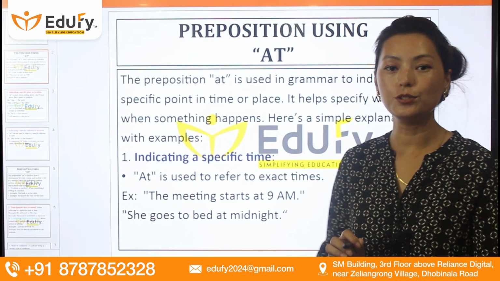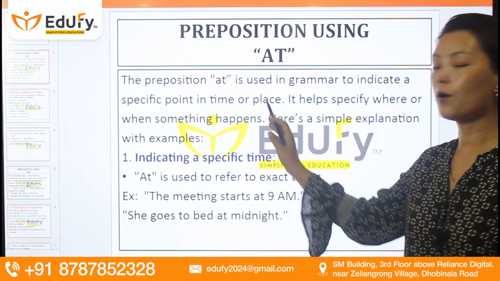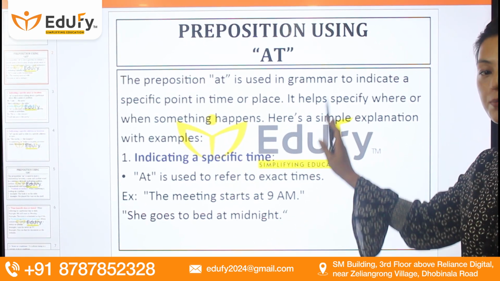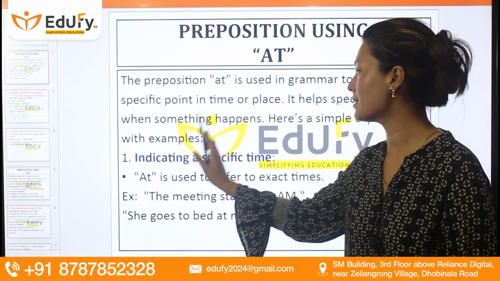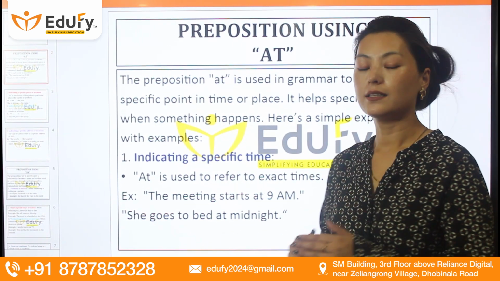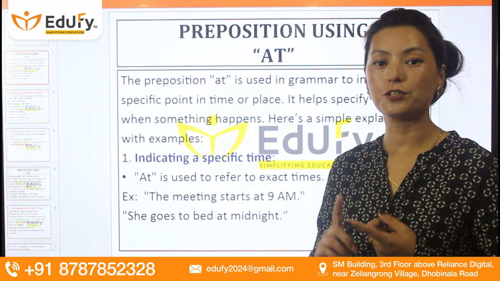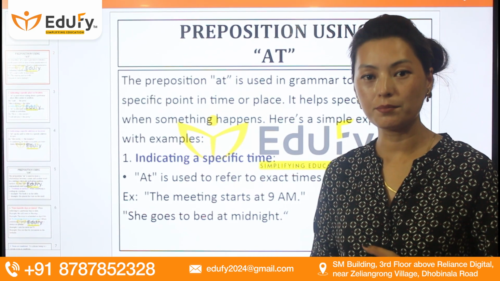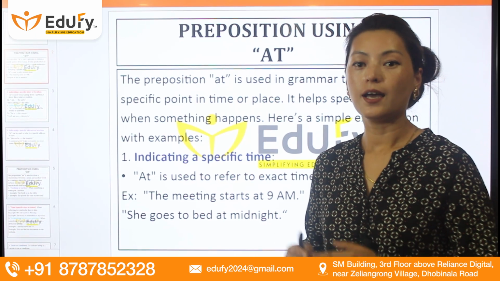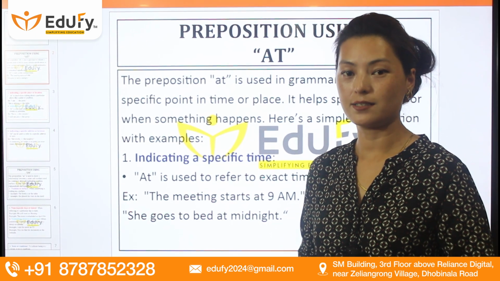Preposition at is used to indicate specific points in time or place. It helps specify where or when something happens. So, basically, when we use preposition at, we're going to talk about the indication of place, the indication of time, indication of location, and what is the correct grammatical usage of the word at.